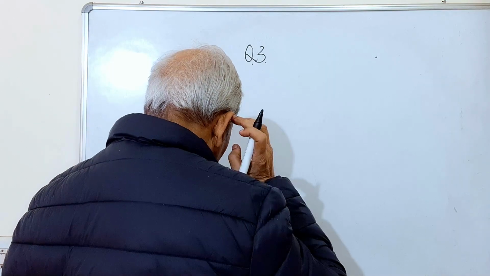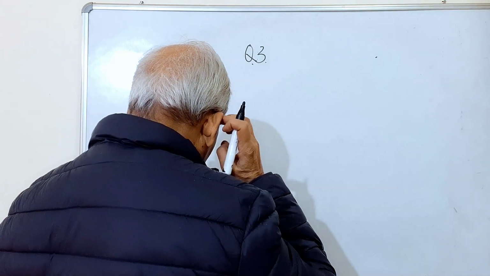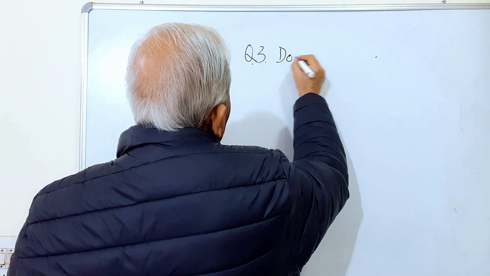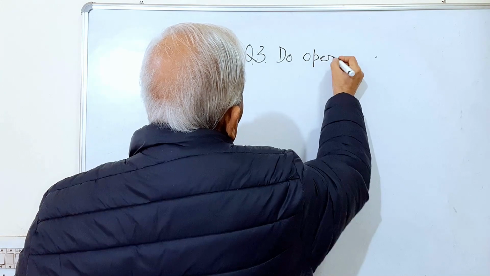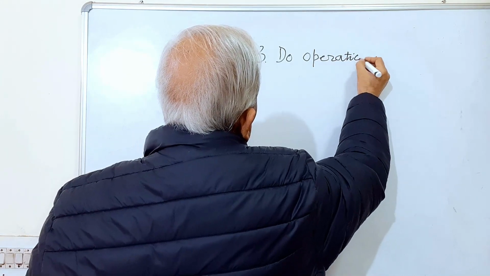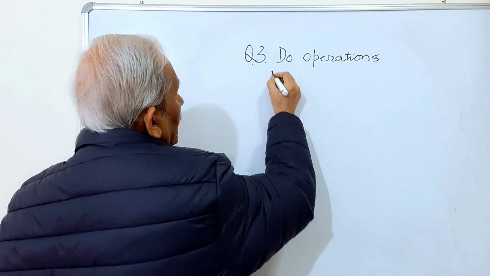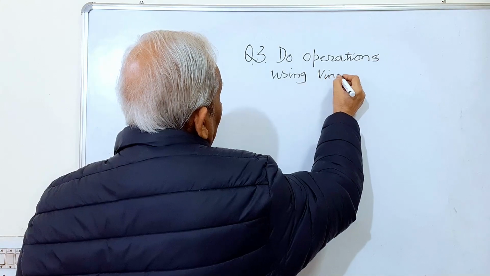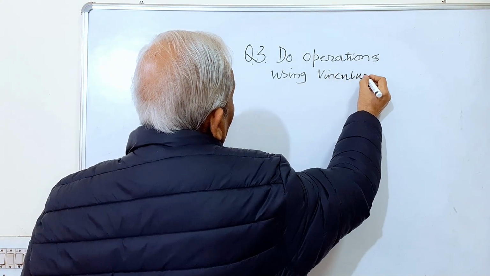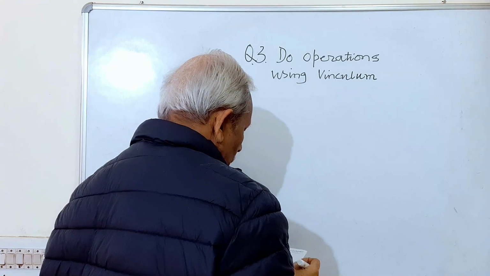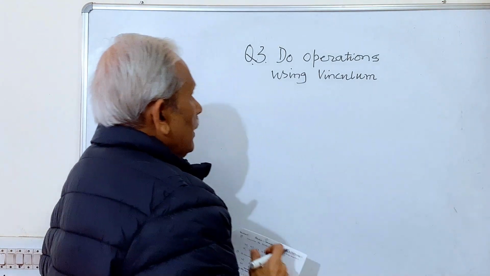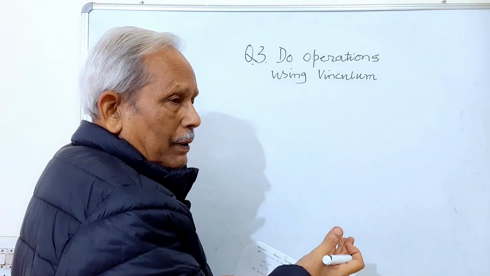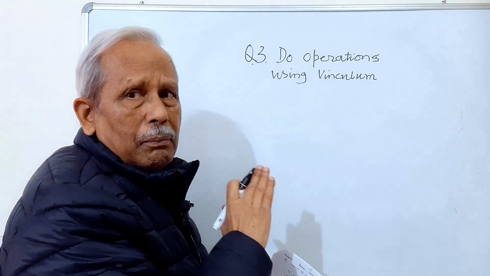Do the following operations using vinculum. Right? Now, mathematical operations we have to do using vinculum. Okay, so that means you'll be using the bar numbers, and wherever there is a bar number, we'll use that. Wherever there is no bar number, if it is required, we'll convert it into a bar number. Means we'll use the bar numbers.